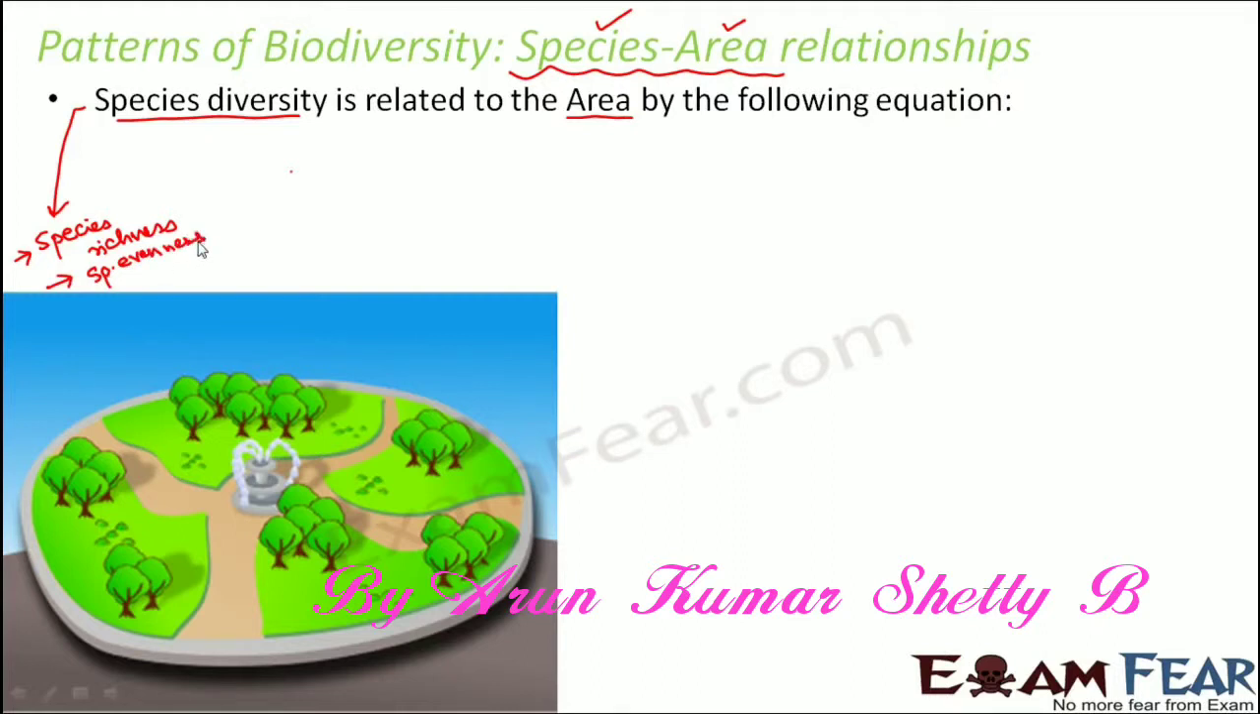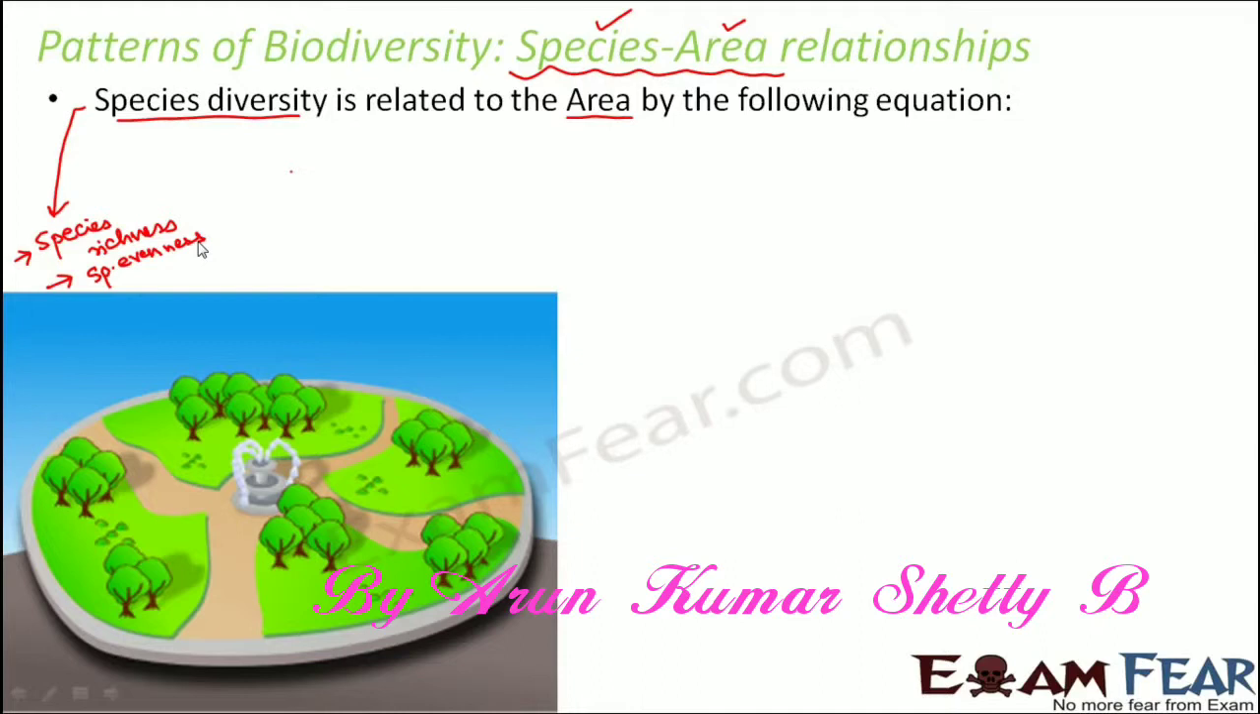Now, what is species evenness? That means how evenly the number of organisms in each species are distributed in that particular area. So, species richness and species evenness, these two together constitute species diversity. What has been observed so far is that in a particular region, in a particular area, the species richness increases with the increase in explored area.